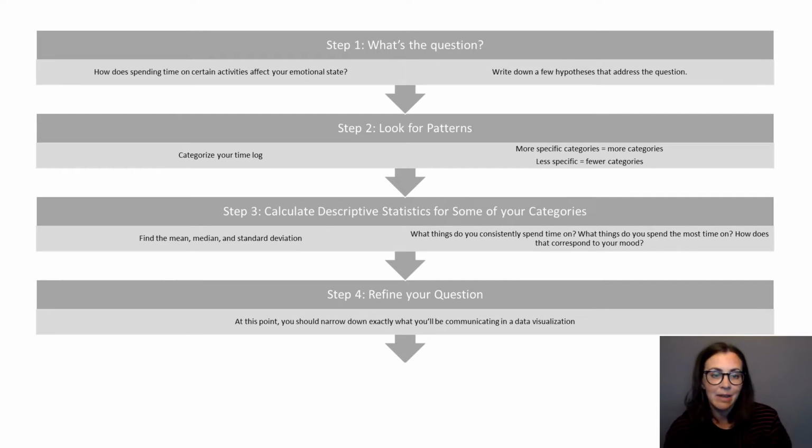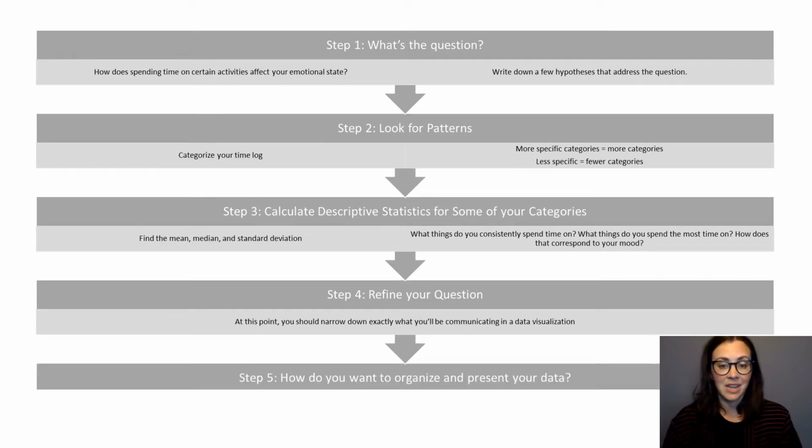Because this question about how spending time on certain activities affects your emotional state, you should be able to answer a very specific question instead of this general one. So it might be something like, how does the amount of time I spend on homework affect my stress? Or how does spending time multitasking affect my stress? So this is the specific question you are going to be answering. And you should be able to answer that in a couple sentences. And you're going to communicate that answer and tell that story with your data.